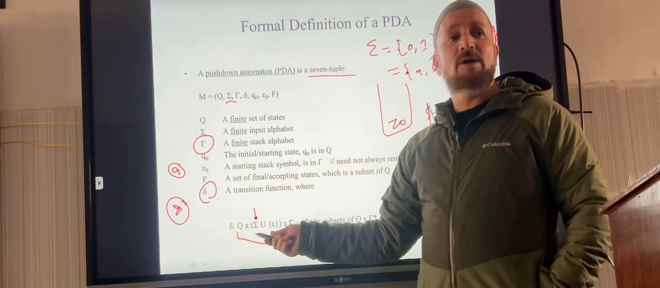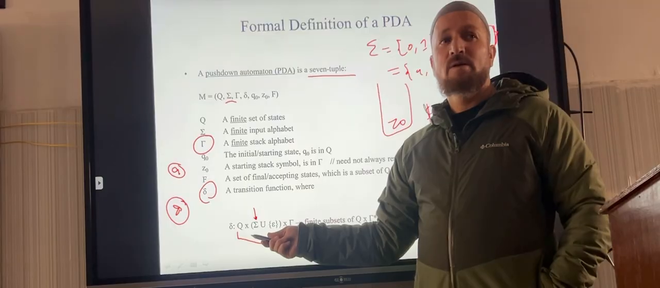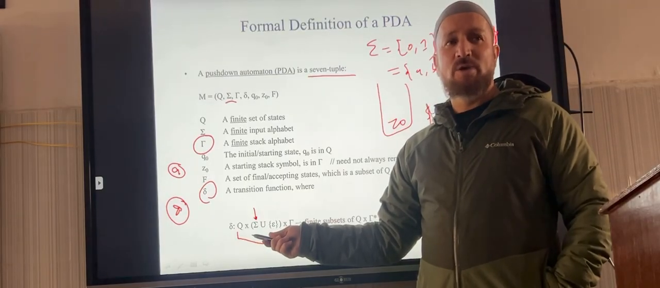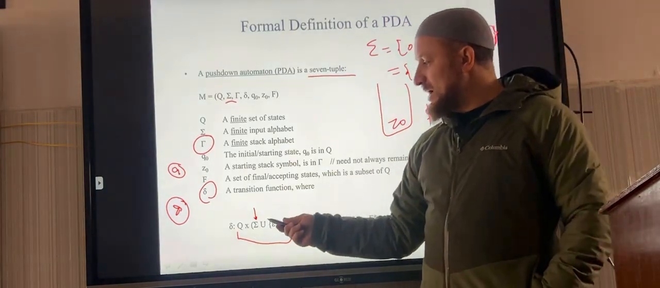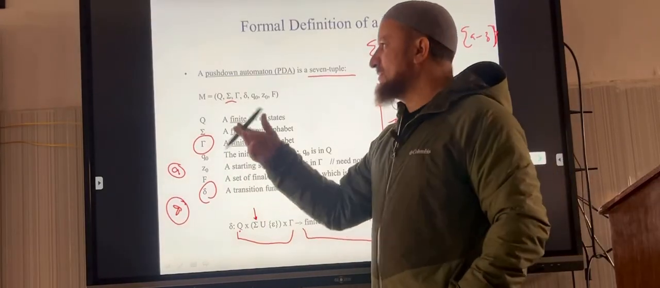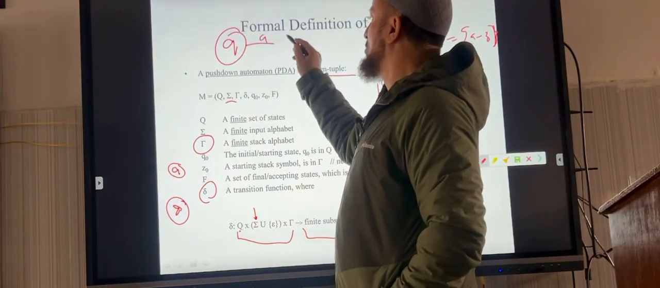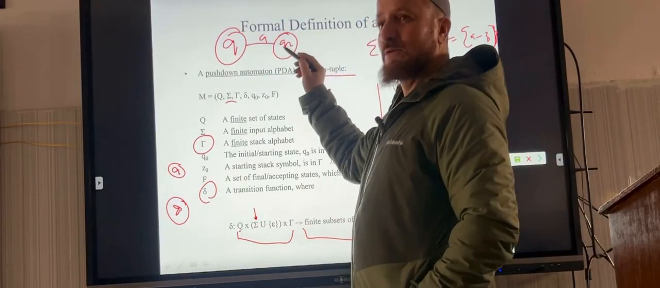Sigma is for the alphabet, meaning whatever inputs we have. So we are saying we are on some state and we get some input, right? In a DFA, what do we do? We are on state Q, we get some input, and we go to another state Q2.